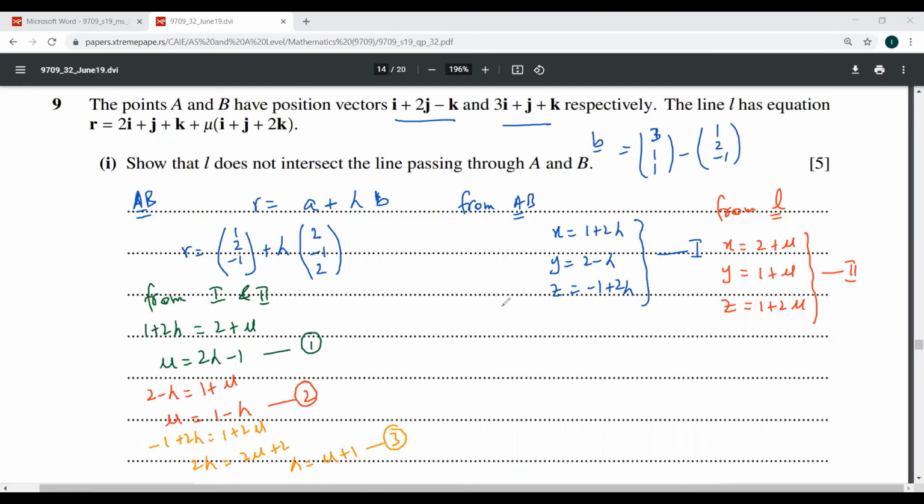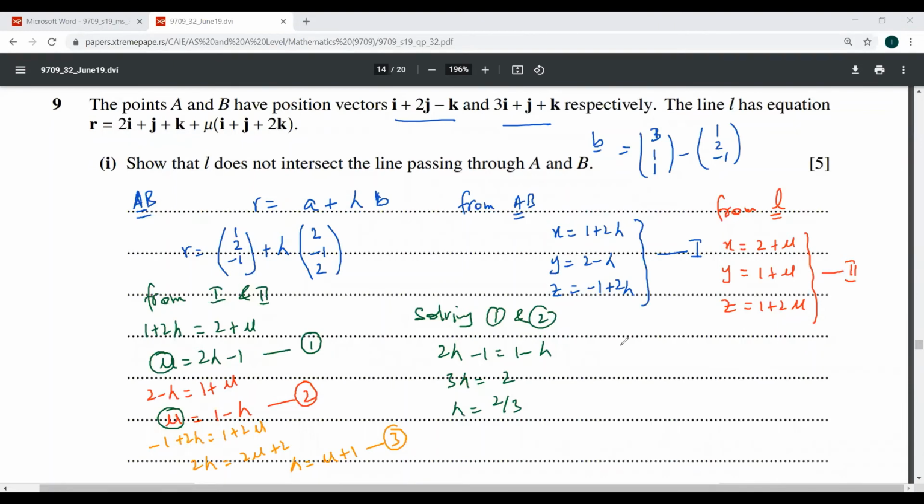Okay. So I think we can solve equation number 1 and 2. They are both equal to mu. I'm sorry for this messy work here because I have to manage all this in this area. So both of them, this is mu and this one is also mu. So this is going to be 2 lambda minus 1 equal to 1 minus lambda. So you have 3 lambda equal to 2. Yeah, lambda is 2 by 3.